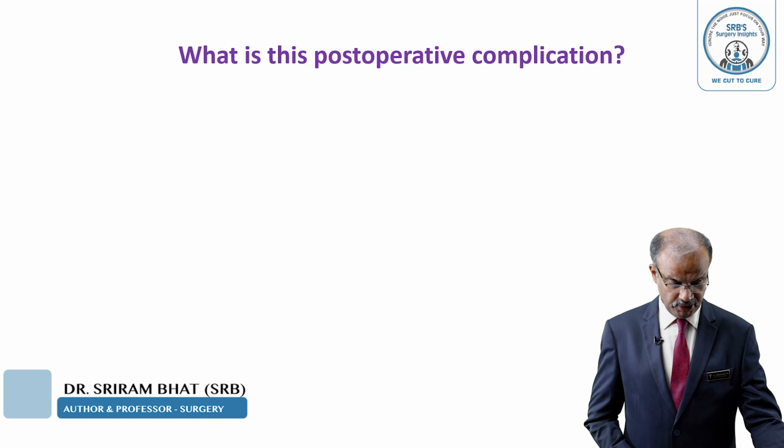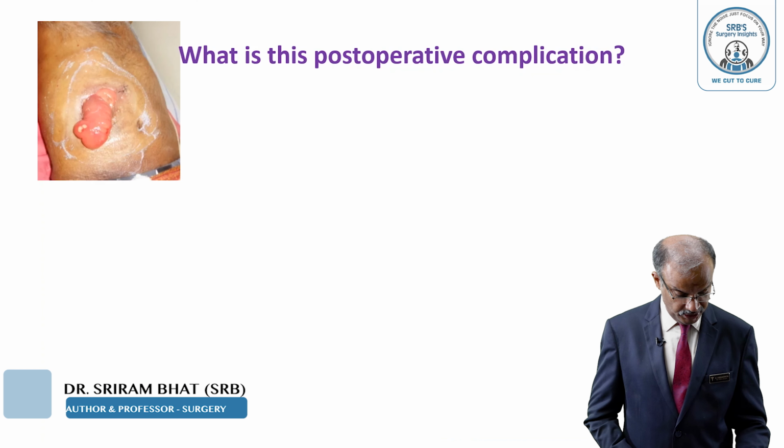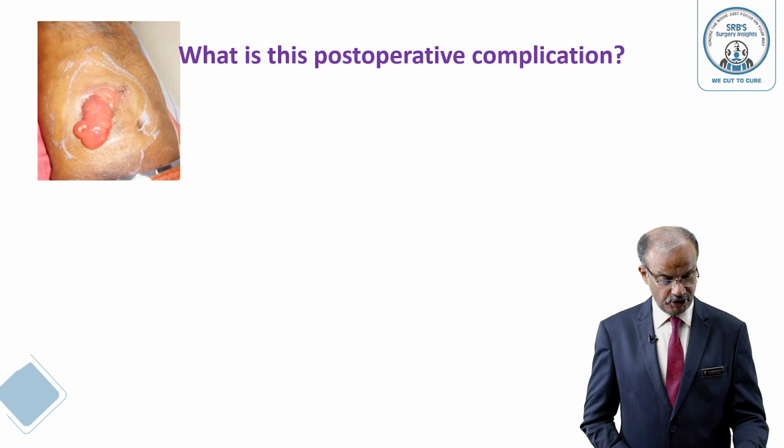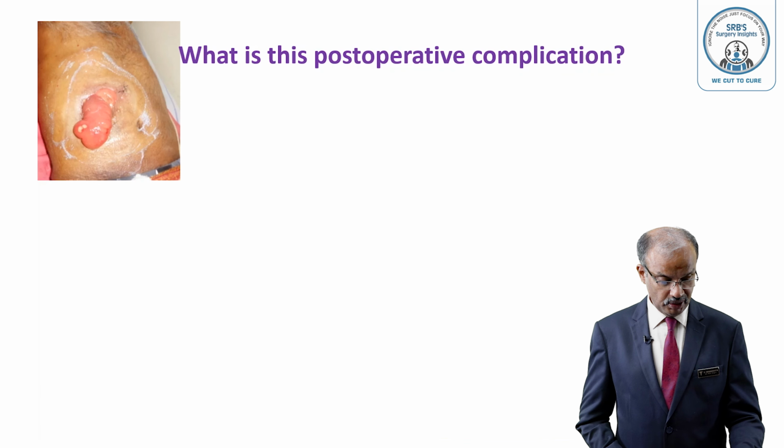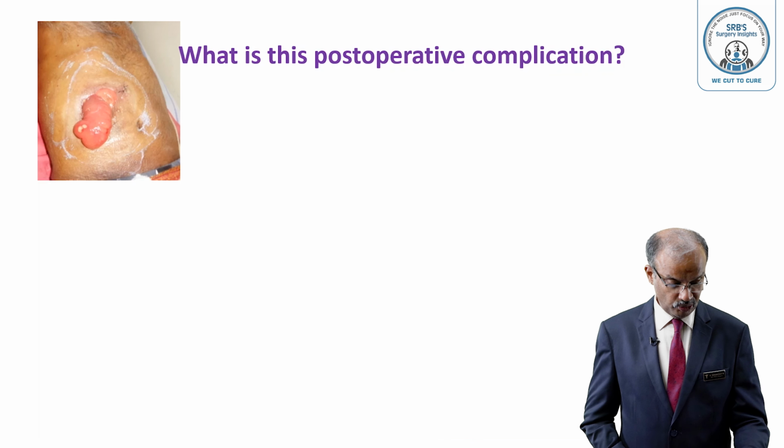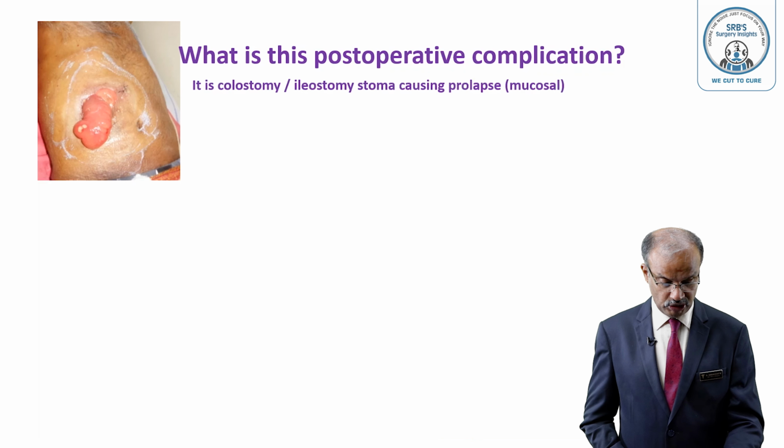Topic is Stomal Mucosal Prolapse. Hello dear students, we'll discuss this condition. Just have a look at this post-operative complication. Look, this patient has undergone a stoma, probably an ileostomy, or a colostomy. Find out what colostomy, ileostomy and stoma are, causing mucosal prolapse.